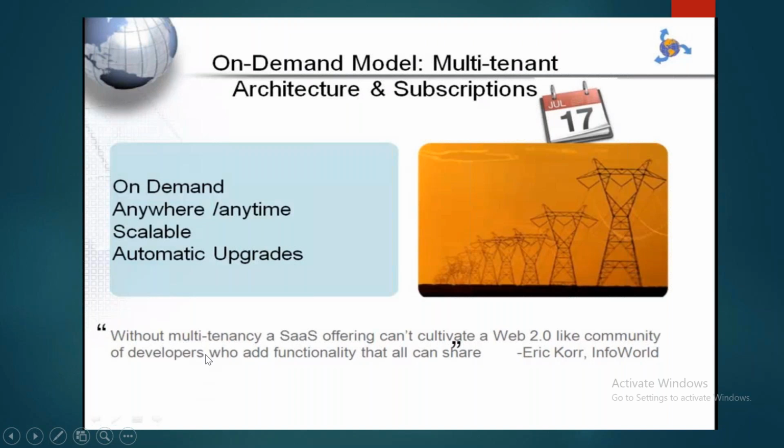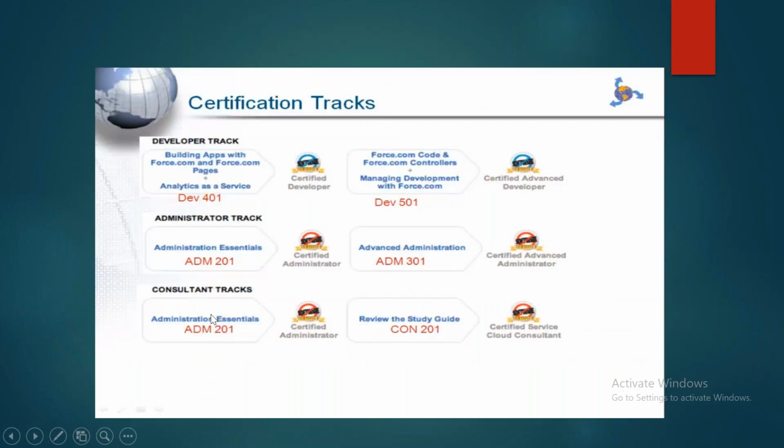Okay, and the next thing here is the certification. If you are planning for the certification, this is the best slide for you. So Dev 401, I think they renamed it as PD1. Now it's Platform Developer 1, and the advanced version of PD1 is the Platform Developer 2 certification. If you are going for the admin role, it's ADM 201, and the advanced version of the admin is ADM 301.